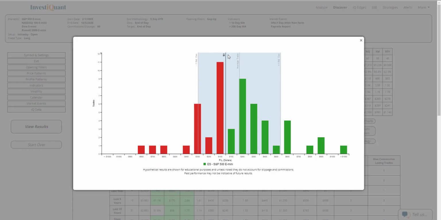On the positive side, the most common scenario is a smallish winner, and then they start dropping off as well. But we do have some taller bars that reach out further to the right on the positive side. So a few more larger winning trades on the positive side.